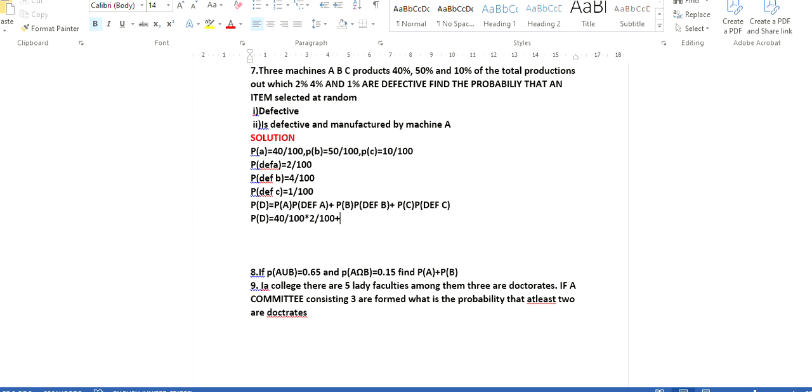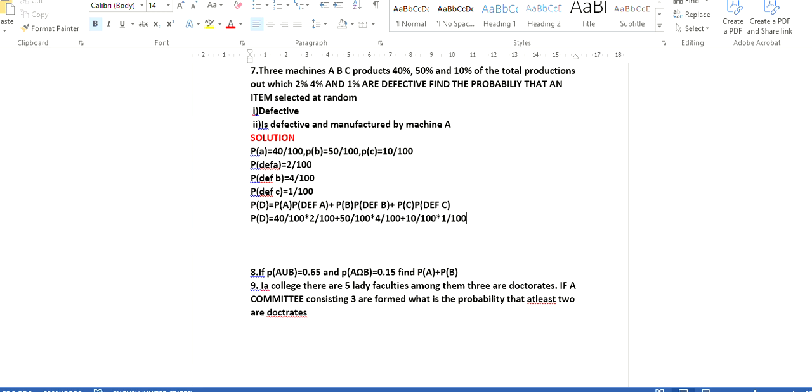Next, plus probability of B. So what is probability of B? It is 50 by 100, into defective of B. Defective of B is 4%, so 4 divided by 100, plus probability of C. Probability of C is 10, 10 by 100 into defective. So what is defective? 1%. So 1 by 100. Clear?